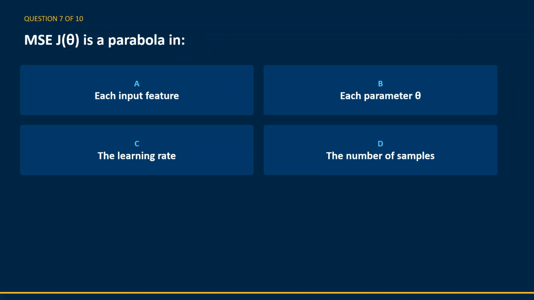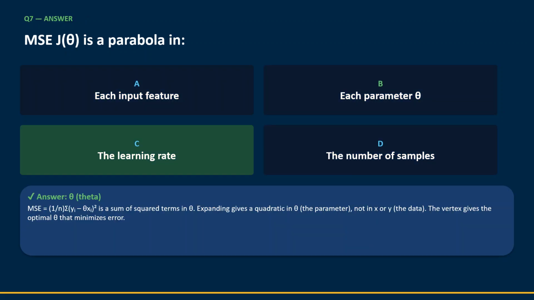Question 7. The mean squared error loss, J of theta, is a parabola in which variable? Look at the 4 options. The answer is theta. When computing mean squared error, the data points x and y are fixed. The loss function varies with theta, the model parameter you are trying to optimize. If you plot J against theta, you get an upward opening parabola whose vertex is the optimal theta.